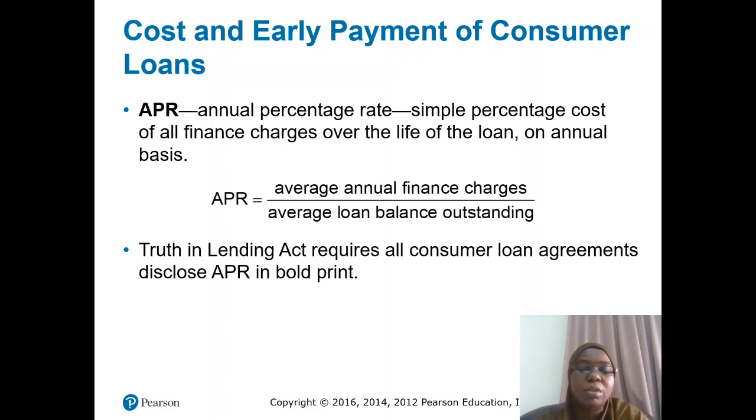It's calculated by deriving the average annual finance charges and dividing it by the average loan balance outstanding. The Truth in Lending Act requires all consumer loan agreements to disclose the APR, the annual percentage rate, in bold print. So before you even think about the loan, you need to find out the annual percentage rate, because you will be using this to calculate the cost of your loan.